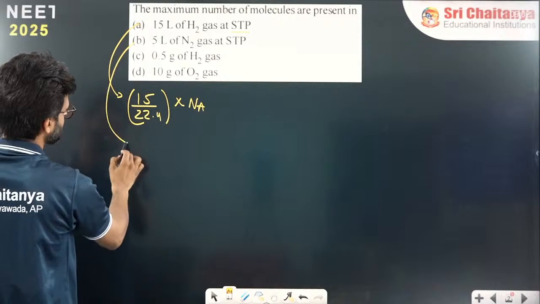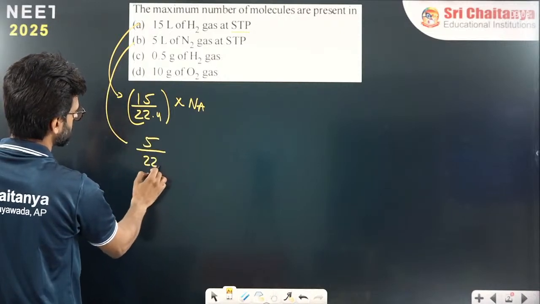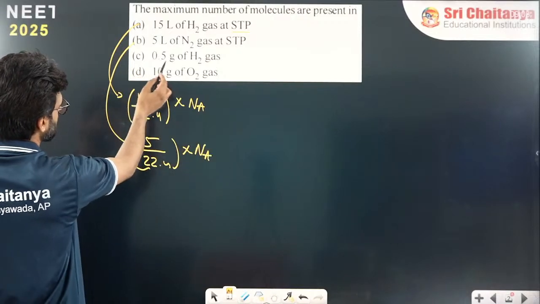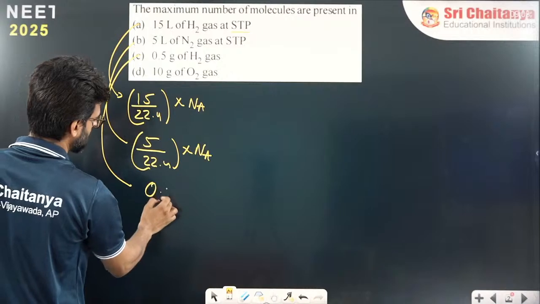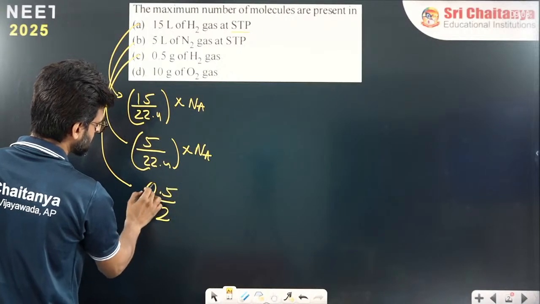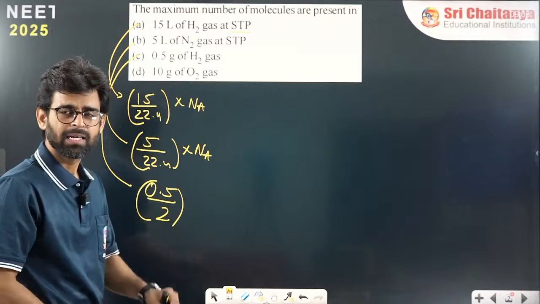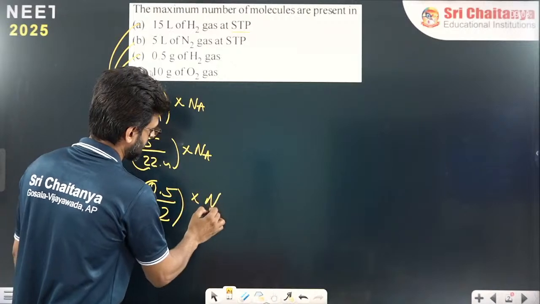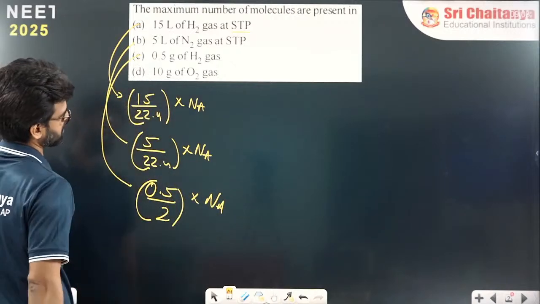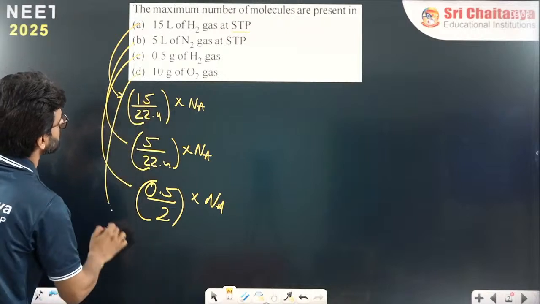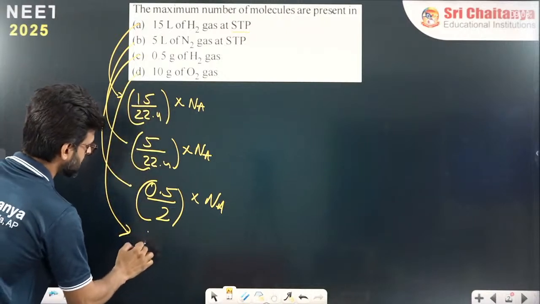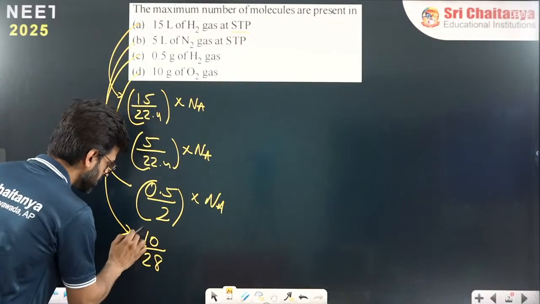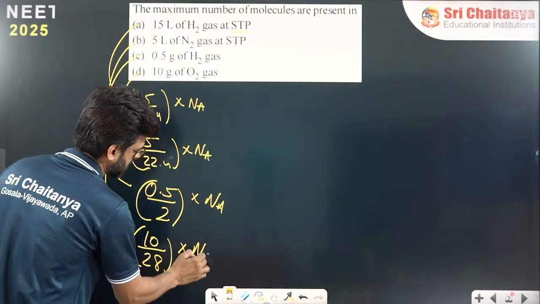In the next case, I will get 5 divided by 22.4 into Na, number of molecules they are asking. Similarly, here 0.5 gram they give this time. So 0.5 gram divided by 2, because it is weight, na? Weight divided by molecular weight or molar weight, I will say, right? Into Na. And here they are saying 10 gram of O2, right? So 10 gram O2 means 10 divided by how much? 28. It's 10 by 28, so many moles into Na, number of molecules.